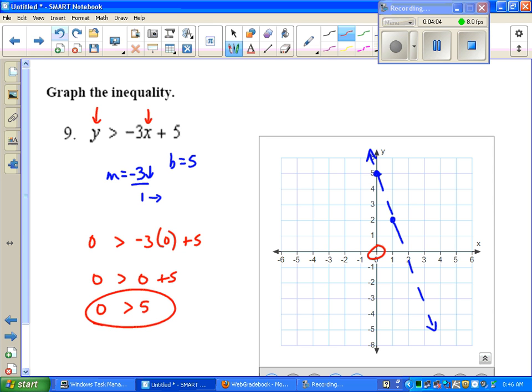This is the step, this is the point you have to evaluate. Is it true or false? 0 is not greater than 5, so that is a false statement, which means everything to this side where the 0, 0 is false. So we need to shade the other side.